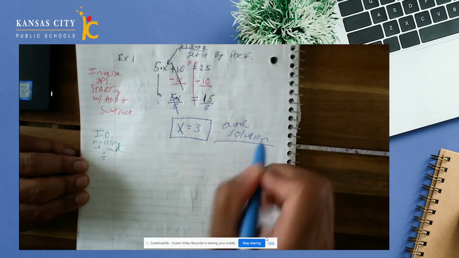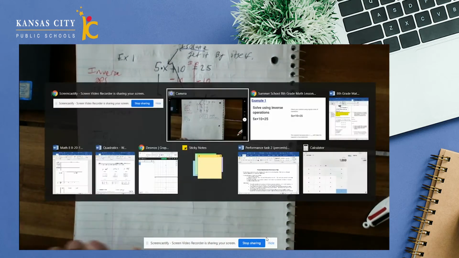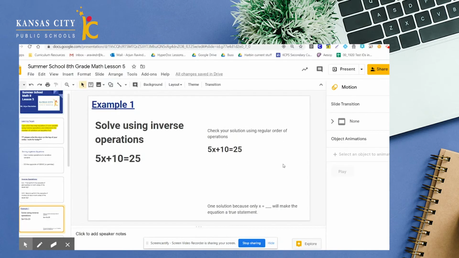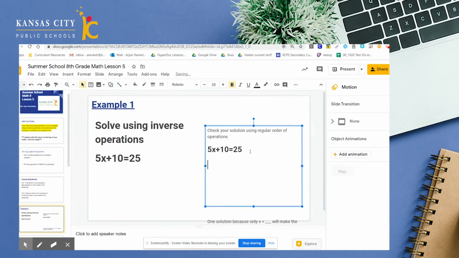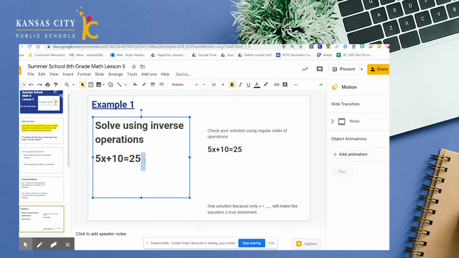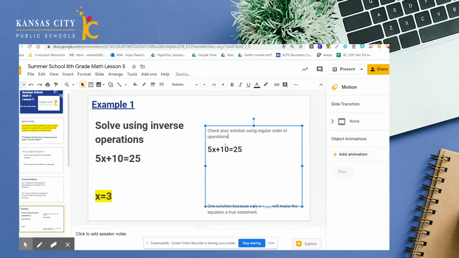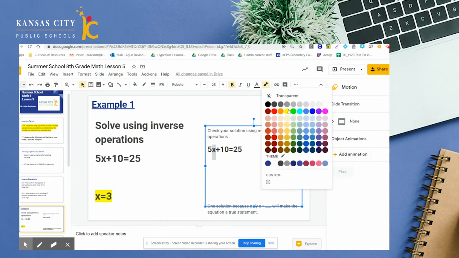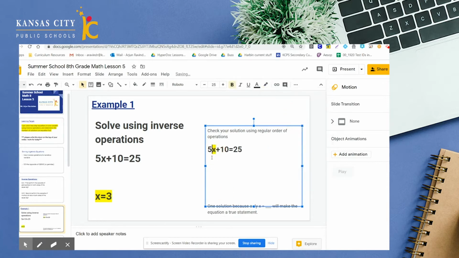Well, let's talk about that solution. We're going to switch back to the slides now. Let's go ahead and take a look at this. It says 5x plus 10 equals 25. When we solved it, we got x equals 3. So what this means is any place we see the letter x, we should actually put a 3. And then we can say if it's true or false. So right here, it's actually going to become 5 times 3 plus 10 equals 25.